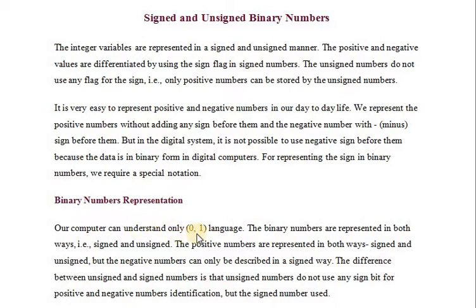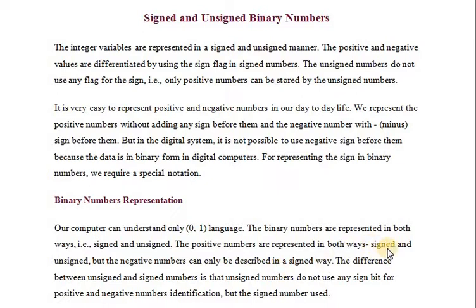Our computer can understand only 0 and 1, that is binary. Only two things, one is 0 and another one is 1, language. The binary numbers are represented in both ways, one is signed and unsigned. The positive numbers are represented in both the ways, that is signed and unsigned, but the negative numbers can be represented only in a signed way. So see here, the positive numbers can be represented in both ways, signed and unsigned, but negative numbers can be represented only in a signed way. So that is what I have already said.